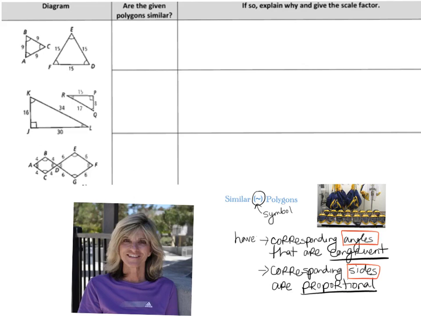In this bottom section of the table, it's asking something different. They've given us 3 different diagrams, and of those 3 diagrams, they haven't said that they're similar. In fact, they're asking, are these triangles or quadrilaterals similar? Yes or no? And then if they are, tell me why, and give the scale factor, find k.